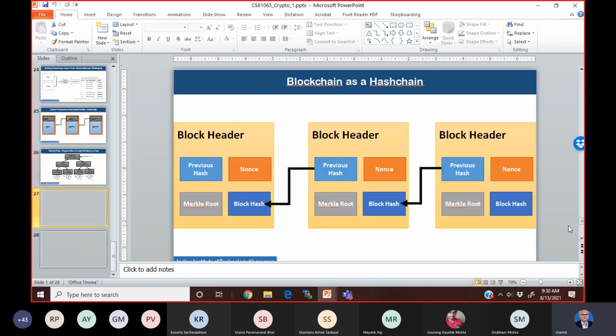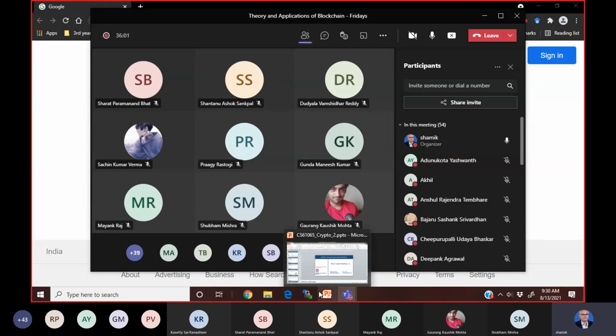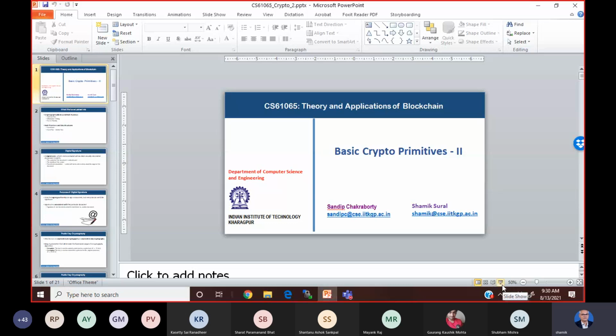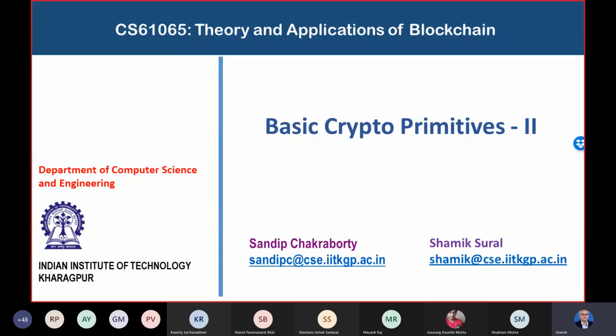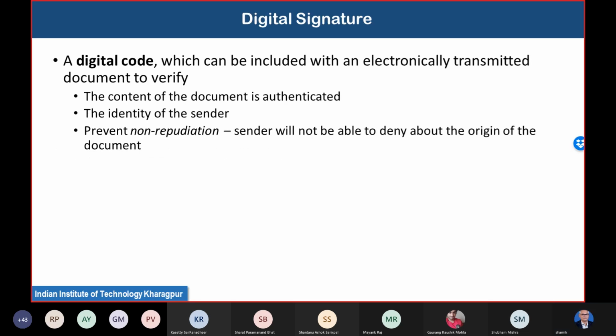Okay, so now I will move on to the next set of slides that talk about digital signature. I hope now you can see my second set of slides. The entire screen is being shared. Now, basic crypto primitives 2, and as we have already looked into these parts we have covered in the first set of slides. Now we'll talk about digital signature.